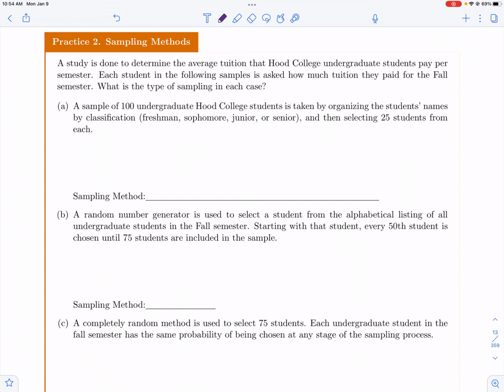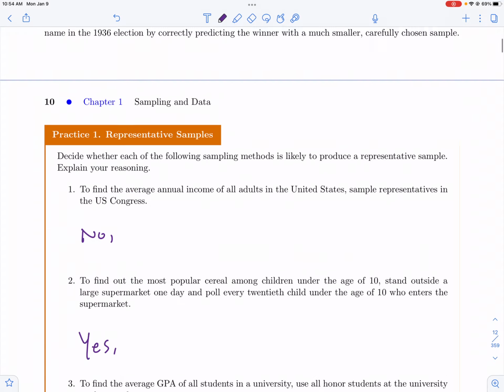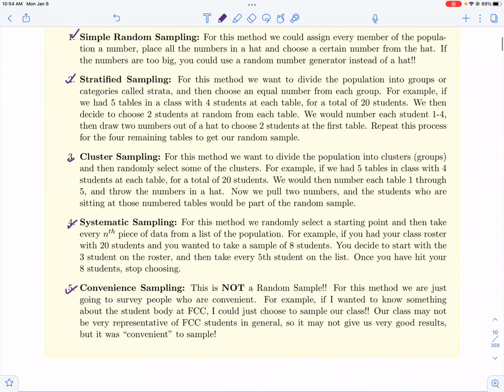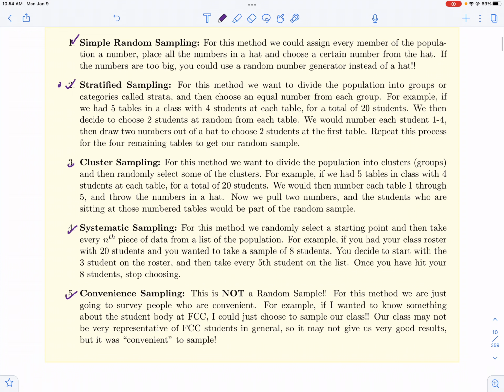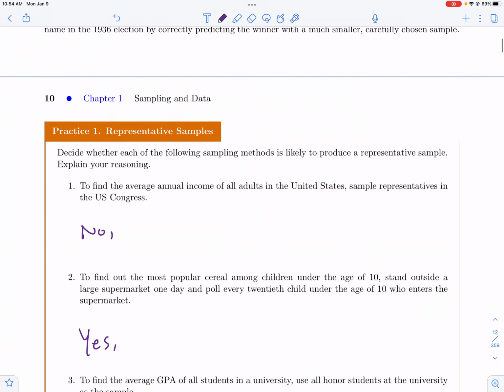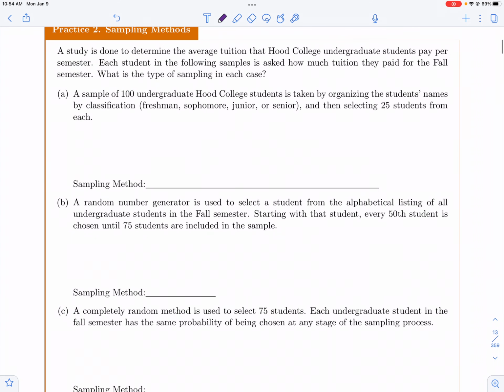So in this case, a sample of 100 undergraduate Hood College students is taken by organizing the students' names by classifications. We've broken them up into groups. So we've got freshman, sophomore, junior, and senior. And then we selected 25 students from each of these groups. So notice we didn't select the whole group or anything like that. We just selected certain amounts from each group. So if we remember, the two that dealt with groups were our stratified and our cluster. And stratified is the one where we take just a few from each of the different groups. So in this case, our first one is going to be a stratified.